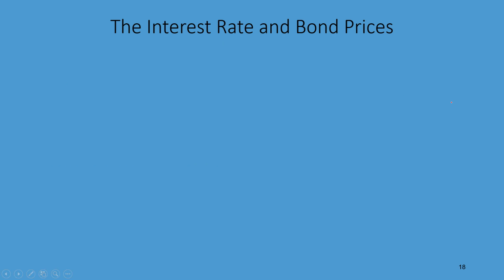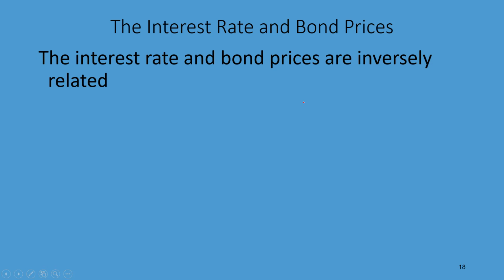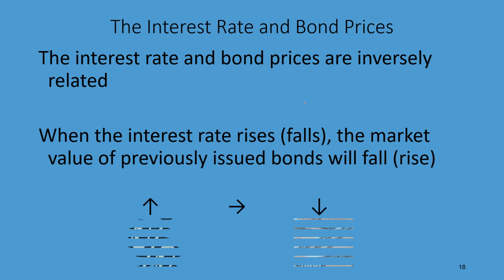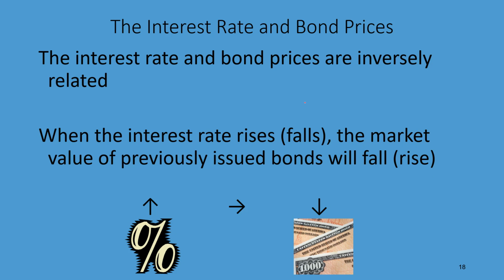All right, and then the last thing that we're going to talk about is the relationship between interest rates and bond prices, right? So interest rates and bond prices are inversely related. And what I mean by that is that when the interest rates go up, the price of previously issued bonds tends to go down. When the interest rates go down, the price of previously issued bonds tends to go up, right? So when the interest rate rises, the market value of those previously issued bonds fall.